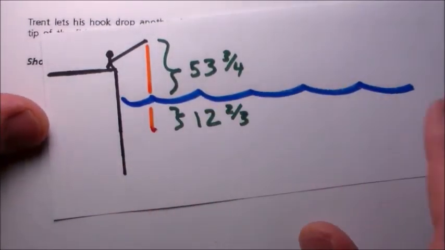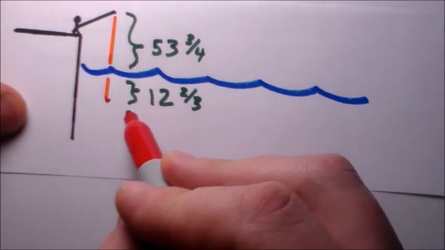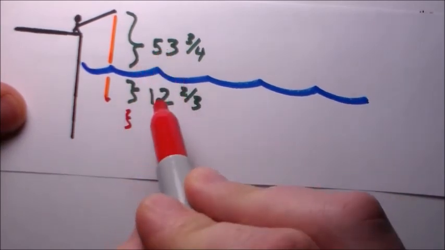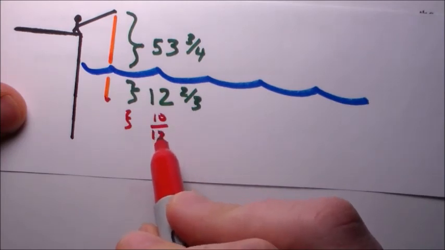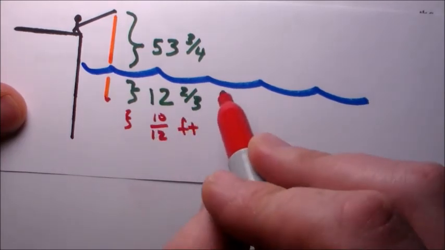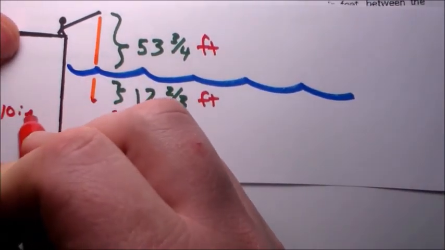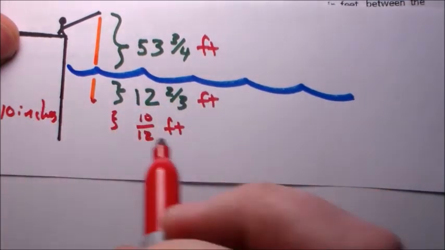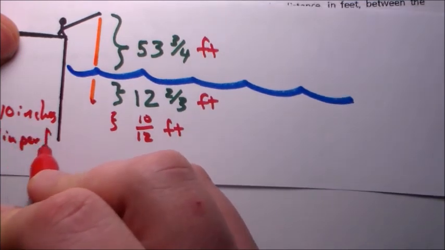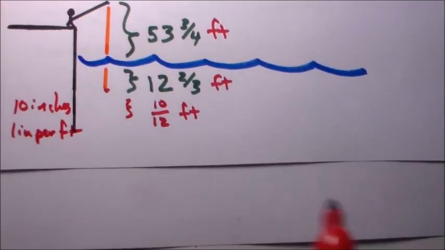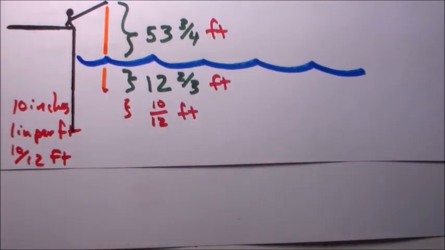We had 53 3/4 plus 12 2/3, and now we have another 10 inches. But this is feet and this is feet, so we've got to make 10 inches into feet, and we'll just make it 10 over 12 feet. And that makes sense, right? If there's 12 inches per foot, just like minutes per hour, 10 inches is going to be 10 over 12 feet, right?